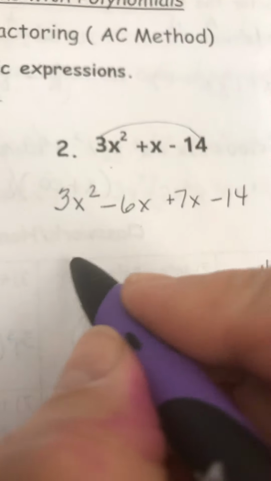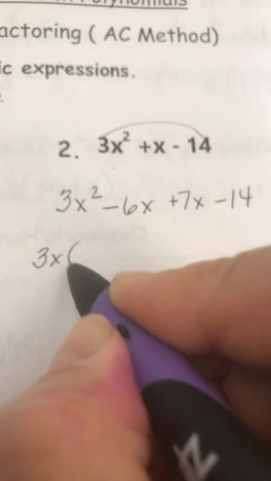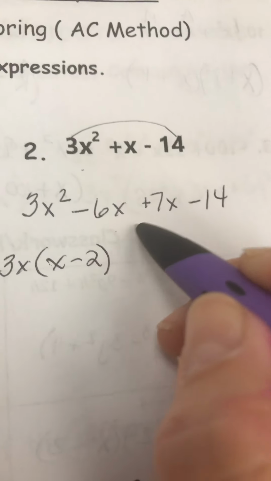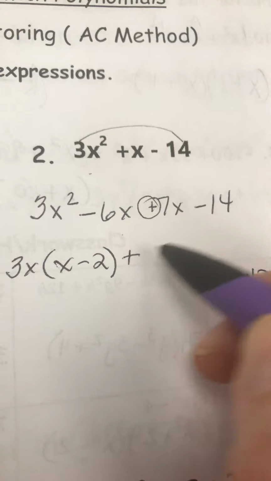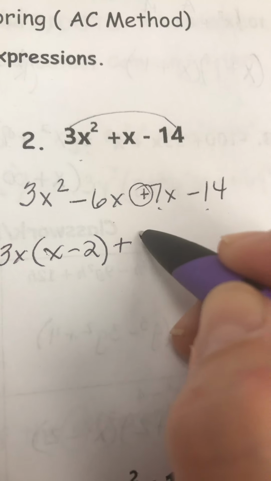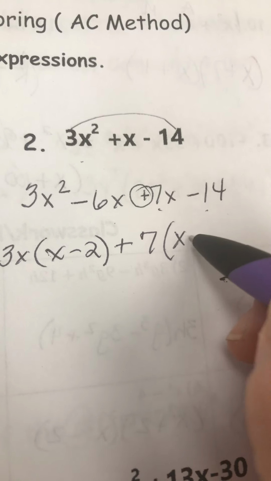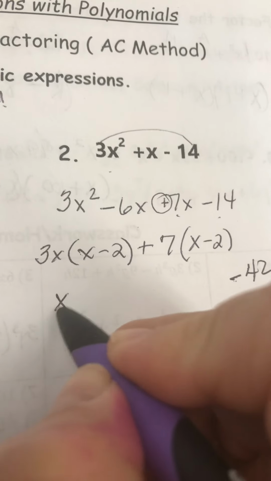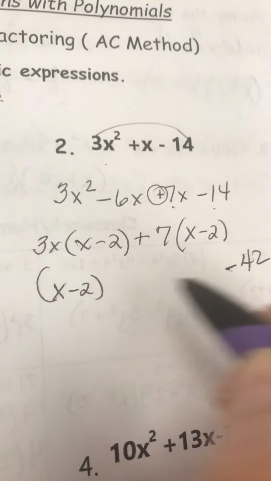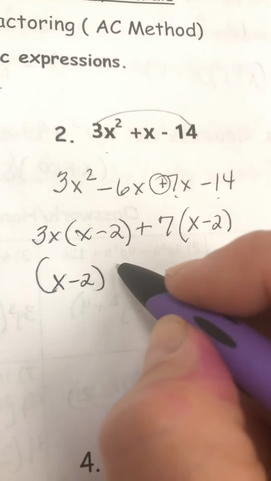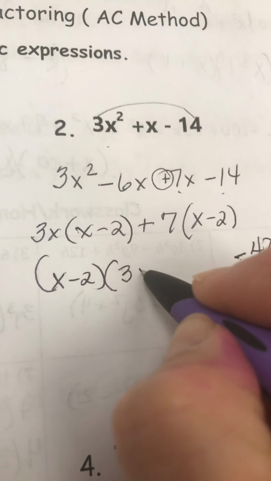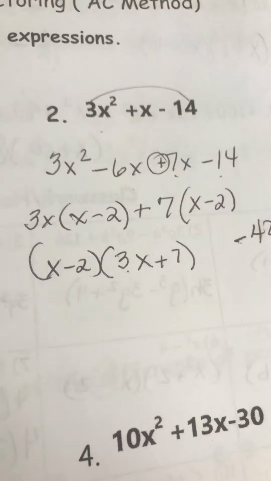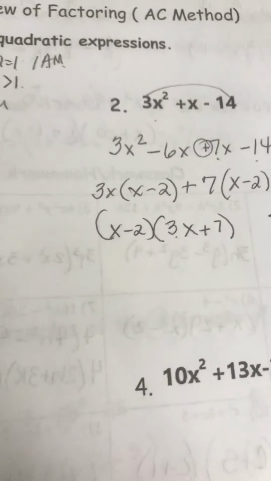So common GCF is 3x, and that leaves me with x minus 2. Bring down this sign. Common GCF is 7. That leaves me with another x minus 2. Notice my x minus 2s are common. If they are not common, double check your work. You've either done something wrong or it's not factorable in this method, okay? And then the 3x plus 7 is my other binomial that's left. Okay, again, check it in the calculator.